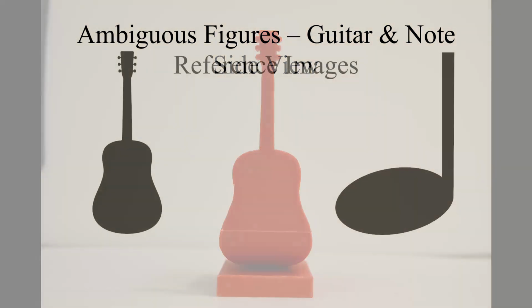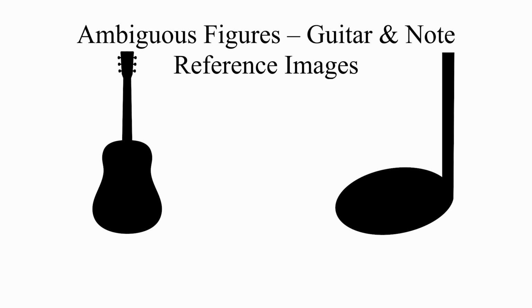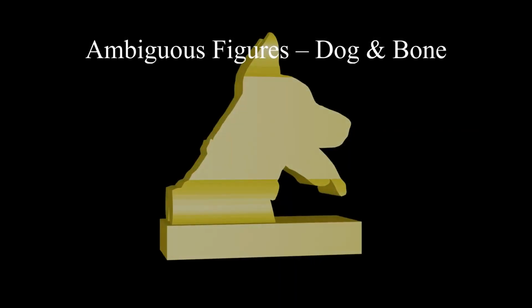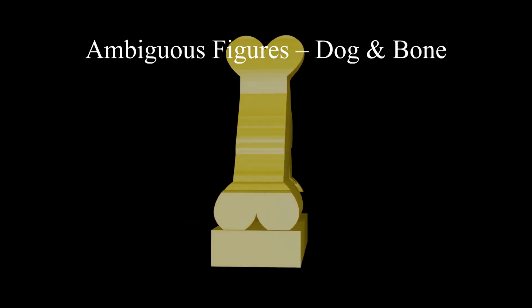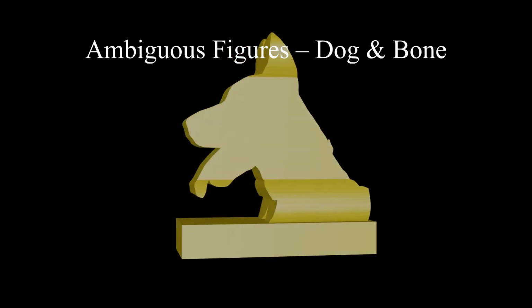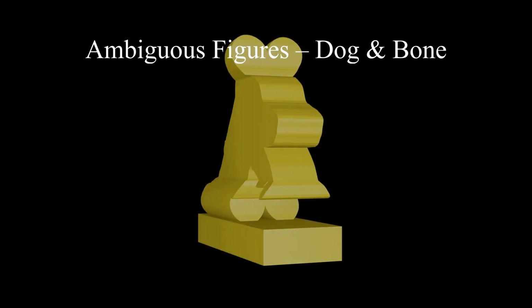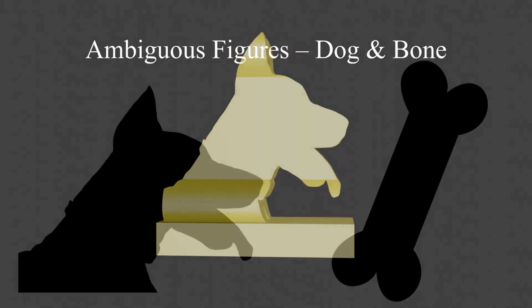I've made two just to show that you can use any silhouettes you want to make these figures. For this example, we're going to be using a guitar and a note. I've also made a dog and a bone just to prove that you can use any silhouettes you want. So if you want to have a go, follow along.